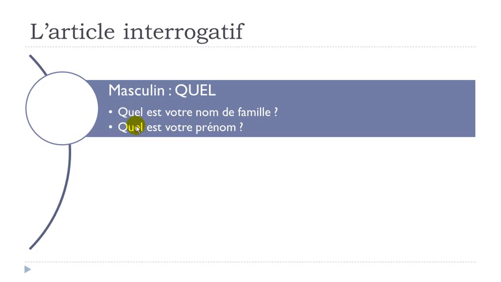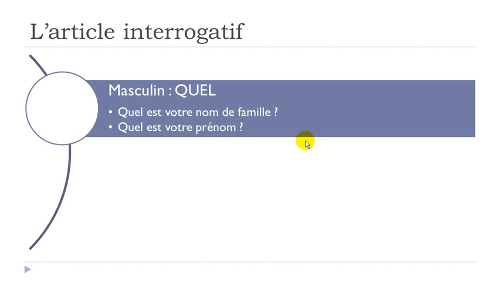Second example, quel est votre prénom? Prénom is first name. What is votre, the polite form for your? Quel est votre prénom? What is your first name? So you can see now, in more detail, that nom and prénom are masculine words. That's the reason why you get to choose the article according to the gender of the word it is connected to. Quel, masculine form, because nom is masculine. Quel, masculine form, because prénom is masculine.